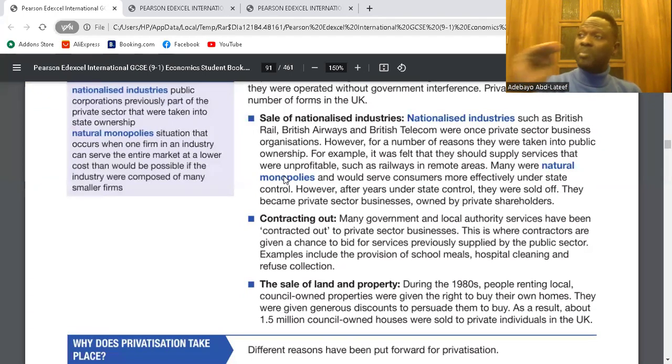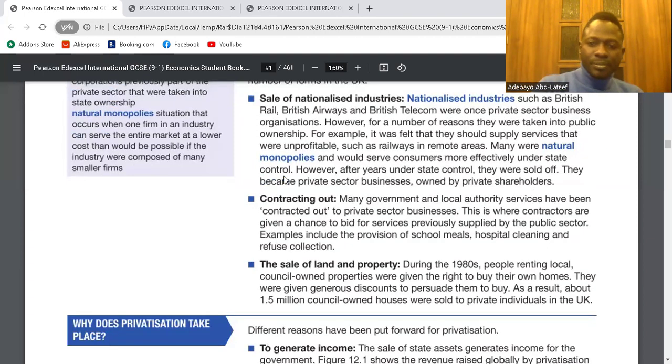Things that are being done by the public sector businesses, things that are being done by government agencies, can now be done by the private sector. So it becomes an open bid for anybody. The government will bid, the private sector will also bid. So they give it to the best one who can execute the project. That is contracting out. Is it clear?